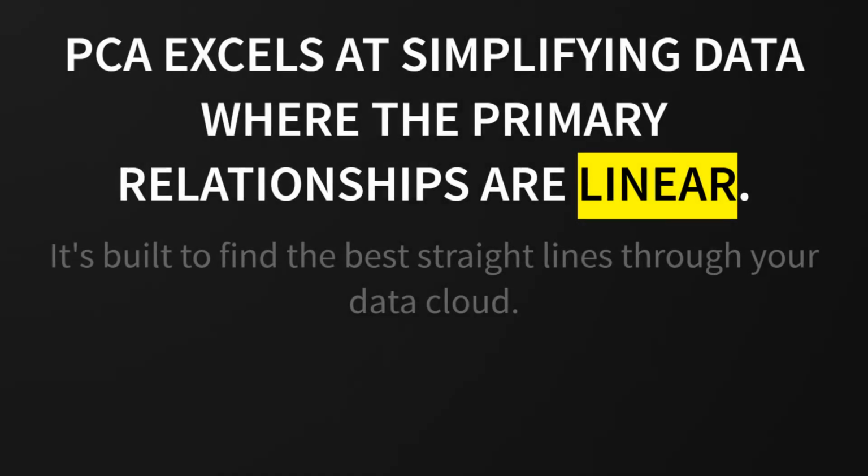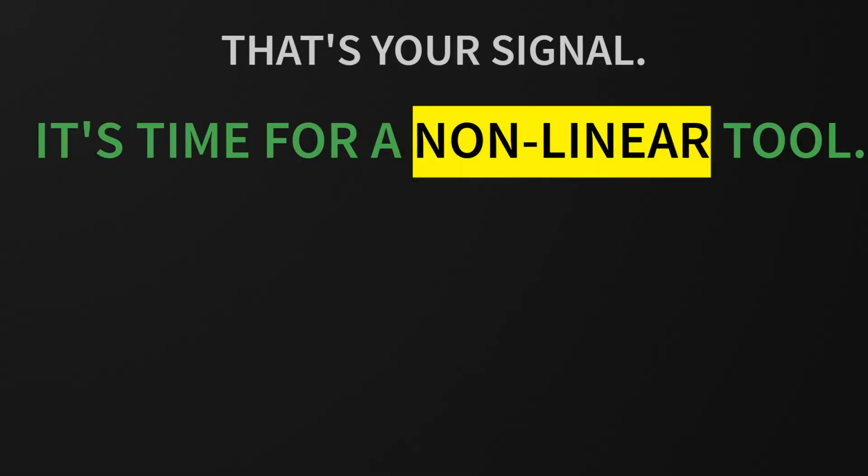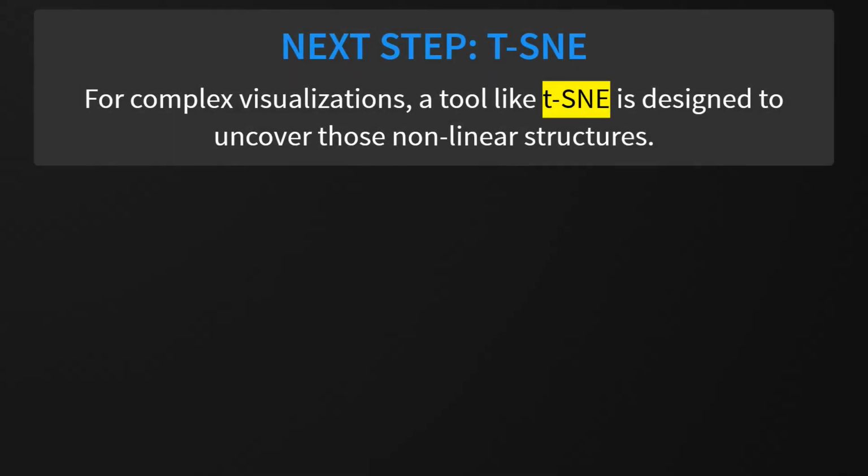Here's the takeaway. PCA is world-class at one specific job: simplifying data where the most important patterns can be described by straight lines. The real question is, what do you do when your data doesn't follow straight lines? What if the important patterns are curved, or grouped into complex nonlinear clusters? When you see that, it's a clear signal. You've reached the limit of what a linear tool can do, and it's time to switch your approach. And a perfect next step for that is a technique like t-SNE. It's specifically designed for visualization by finding and preserving those complex local structures that PCA would miss.